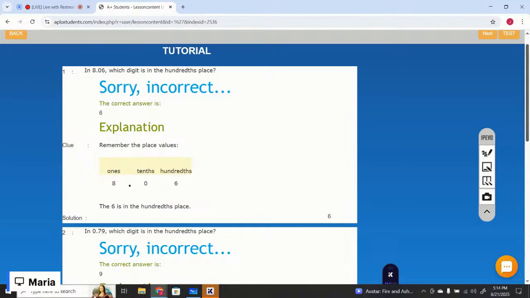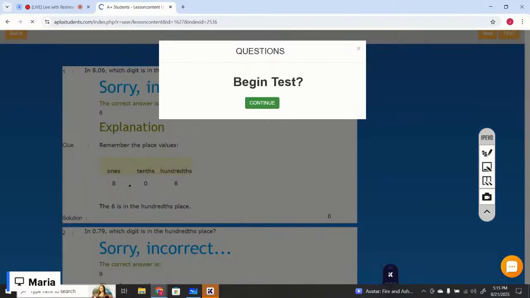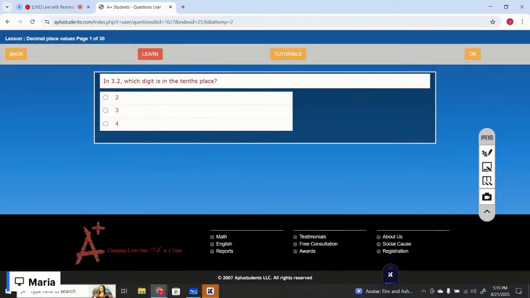Let's just start with the test questions. In 3.2, which digit is at the tenth place? The digit right after the decimal point is the one that is at the tenth place. So 2 is the digit that is at the tenth place.